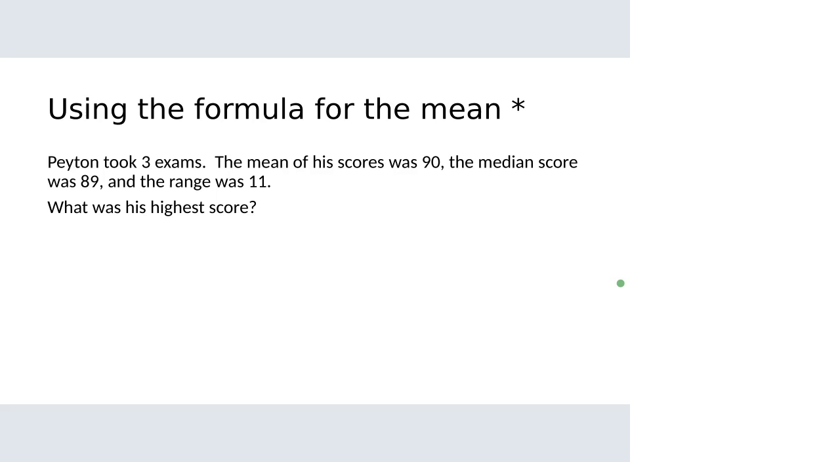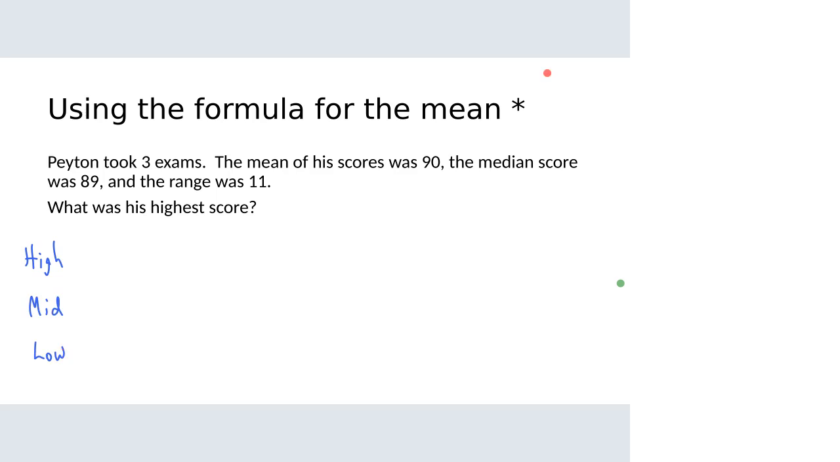Peyton took 3 exams. The mean was 90. The median was 89 and the range was 11. What was his highest score? Well, we're going to go ahead and find all 3 of those: the highest, the middle, and the lowest.